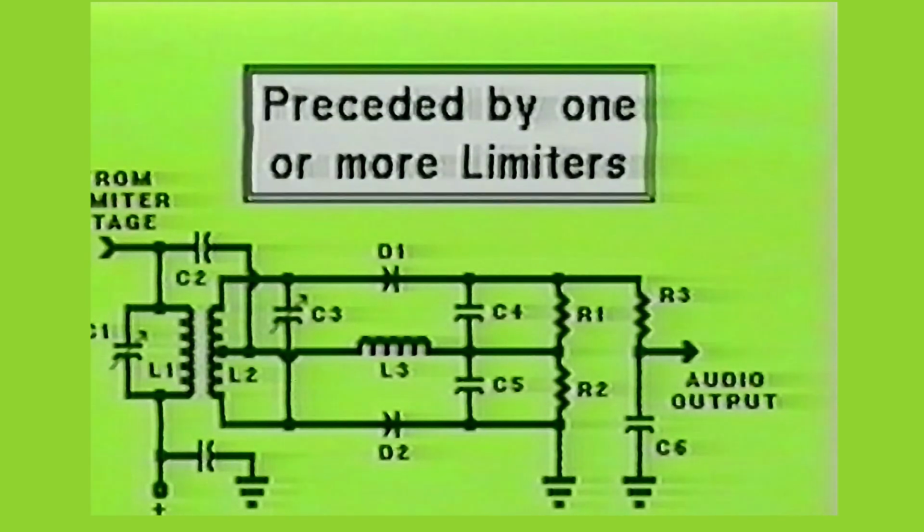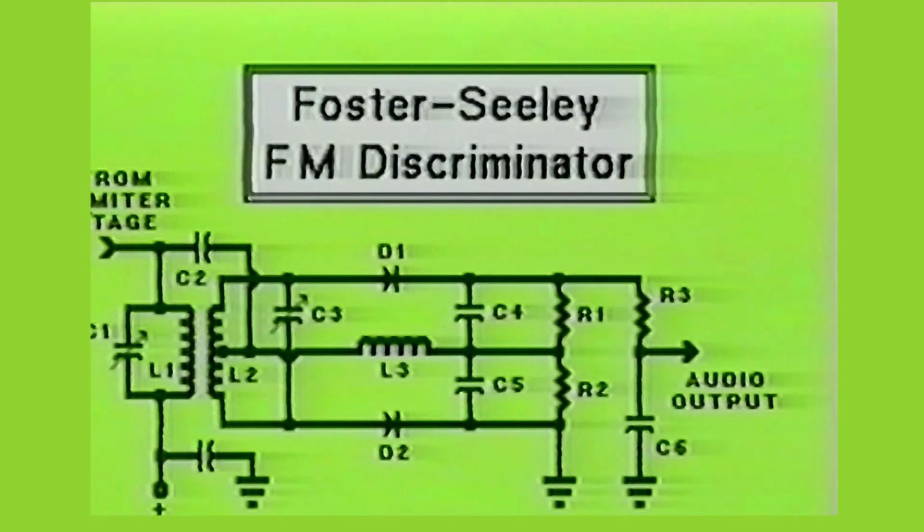Basically, the Foster-Seeley circuit demodulates the FM signal by comparing the phase of the output from the limiter stage with the signal being developed across inductor L2. The audio output voltage will be proportional to the difference of the two signals. To understand how the Foster-Seeley circuit operates, it is necessary to examine the voltage relationships between the various voltages and currents in the circuit.